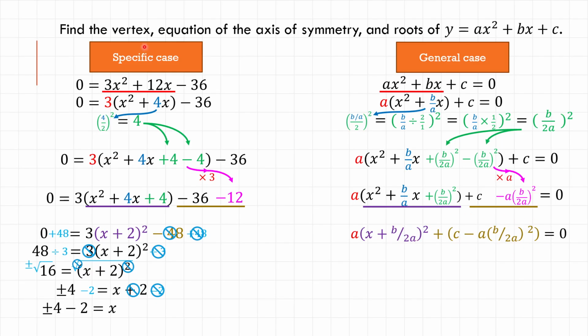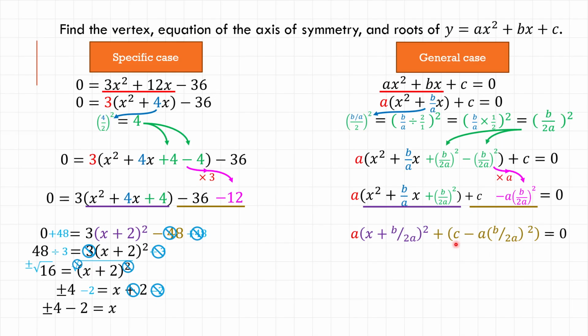So if I want to say where's the vertex and where's the equation of the axis of symmetry, I can very easily pull that out of here. Pause the video here and see if you can do that. What are the coordinates of the vertex, and what is the equation of the axis of symmetry once we have ax squared plus bx plus c in this form?